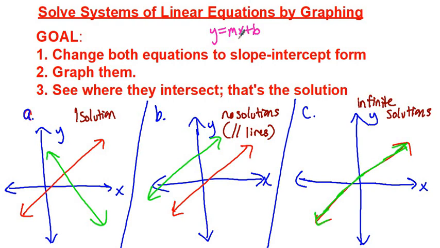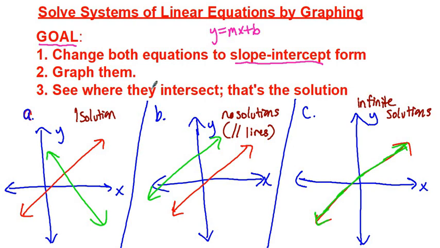The first one that we're going to learn in this section is solving by graphing. And here's the procedure right here. Here's kind of the goal of what you're trying to do. You want to take both equations, and normally you don't have to do this, but normally it's easiest to change them into slope-intercept form. That tends to be the easiest form to graph from. So that's step one. Step two is to actually graph the two lines. And step three is see where they intersect, because whatever coordinate they intersect at, that is your solution.